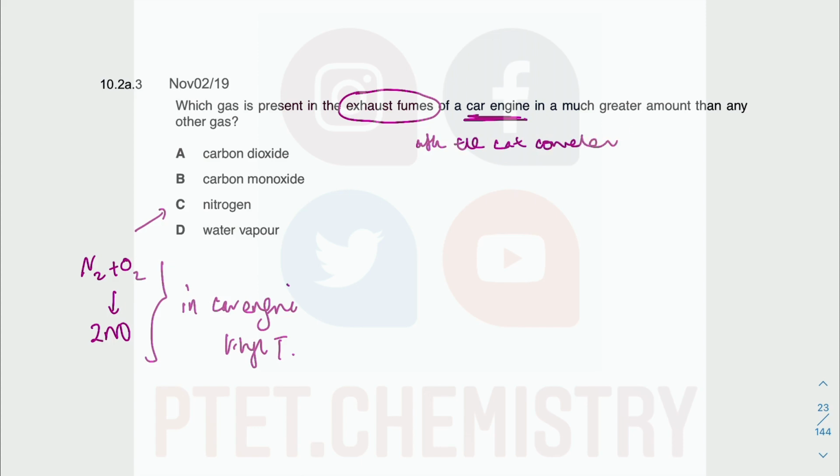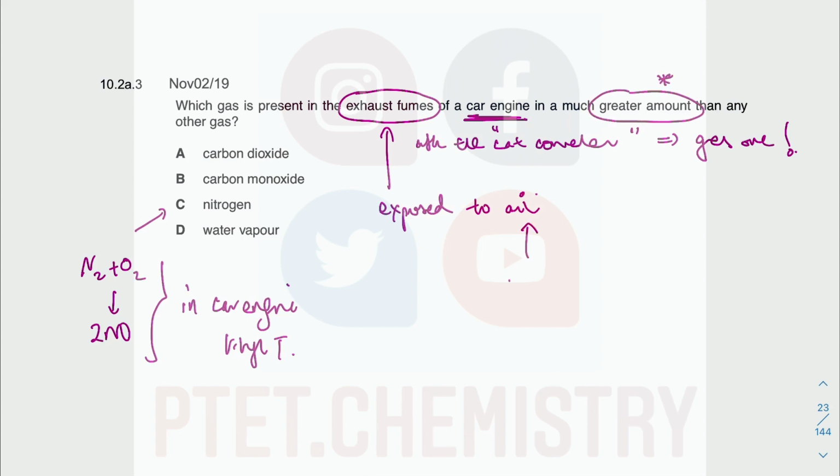So after you pass it through the catalytic converter, what goes out? What goes out from the exhaust fumes? So in terms of carbon monoxide, we can really not think about it because most of the carbon monoxide will have been converted into the cleaner CO2. But what is important is that is exposed to air. And we're talking about greater amount. That is exposed to air, and in air alone you have 78% nitrogen plus around 20% oxygen.